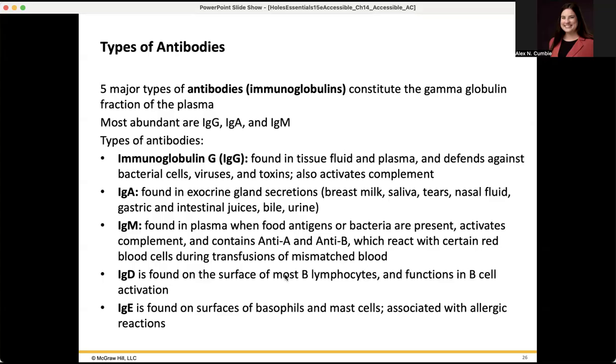IgD is found on B lymphocytes, so B cells, and helps with B cell activation along with those helper T cells. And IgE, which is probably what most people are familiar with, is found on basophils and mast cells. These are the ones produced during allergic reactions, because you remember basophils are the ones that release heparin and histamine, causing heavy inflammation, right? Might be the reason why we take antihistamines. IgE is associated with allergies, allergic reactions.